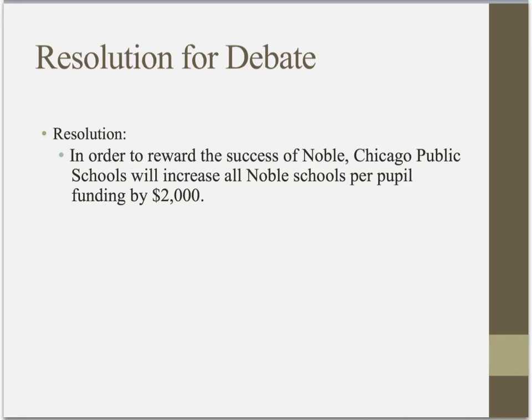We've come to our resolution that we are going to be debating in class. In order to reward the success of Noble, look back to those scatter plots, right? The green circles that were doing well above the other schools. To reward the success of Noble, Chicago Public Schools will increase all Noble schools per pupil funding by $2,000.